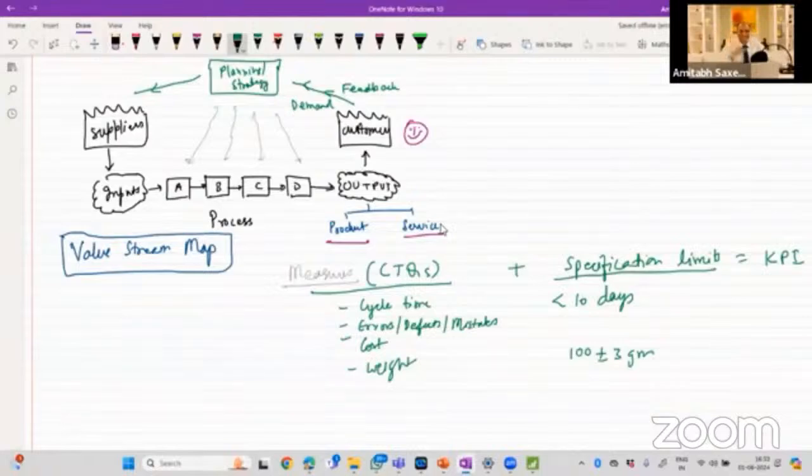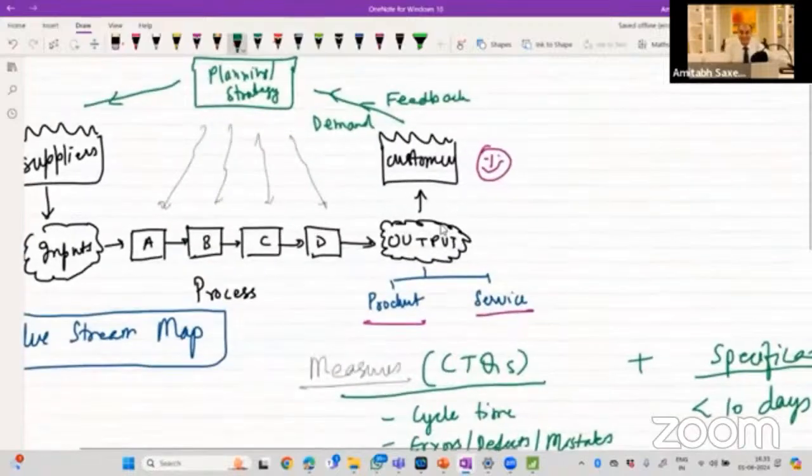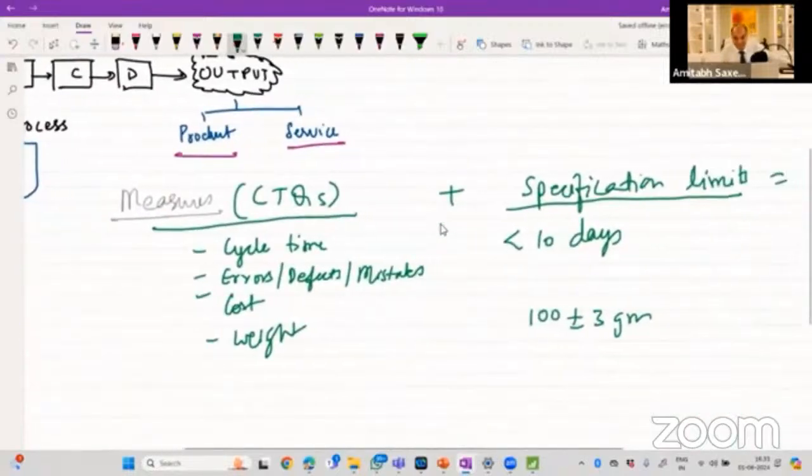So suppose the cycle times are more than 10 days. That's an improvement project, an improvement opportunity. Suppose infection rates are more than that specified by the Ministry of Health. That means there is an improvement project. Suppose the weight of the chocolate is either more than 103 grams or less than 97 grams. That means there is a potential improvement project. So whatever you want to improve, you convert that into a project.